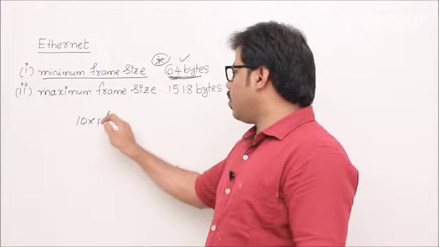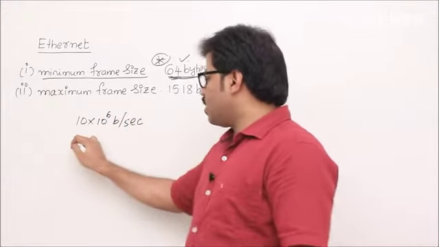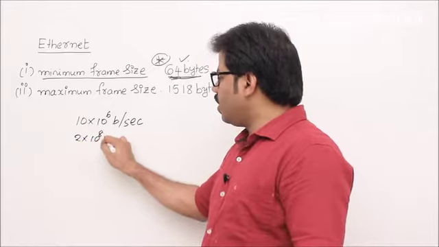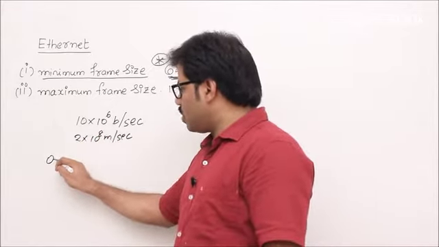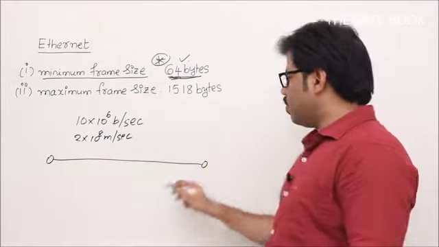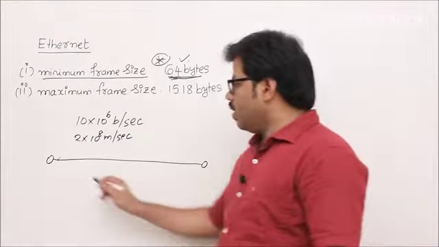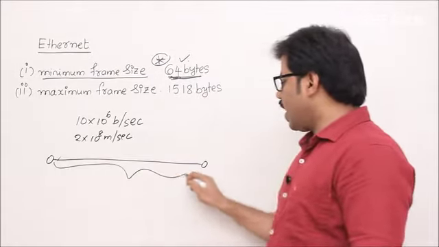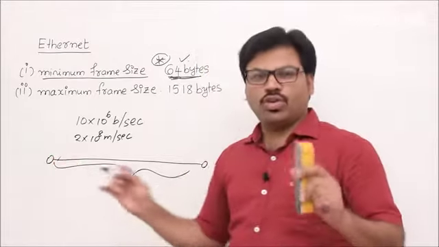Bandwidth is 10 into 10 power 6 bits per second. That means 10 Mbps, and signal speed as usual is 2 into 10 power 8 meters per second. So this is your leftmost system, and this is the rightmost system, and this is the maximum cable you have, which is a shared medium. So what is the maximum size we can have? We will see. But the only thing is, in the worst case we should be able to detect the collision.